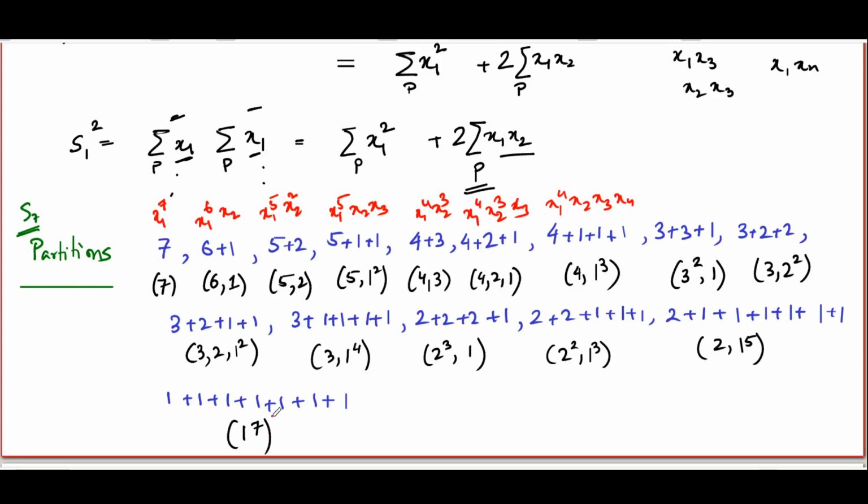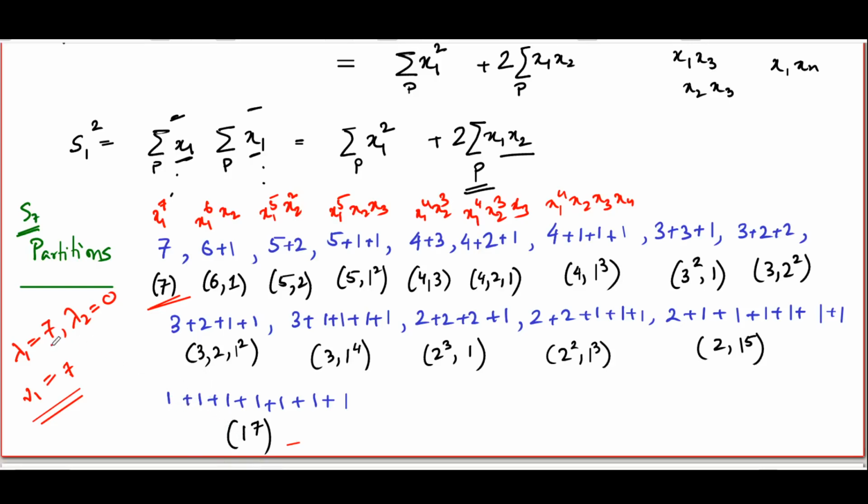I'm noting down here. For example, this would mean a partition with lambda 1 equals 7, lambda 2 equals 0, in fact all other lambdas equal to 0. And this would actually give you nu 1 equals 7, that is 7 1 cycles. That actually corresponds to this class here.